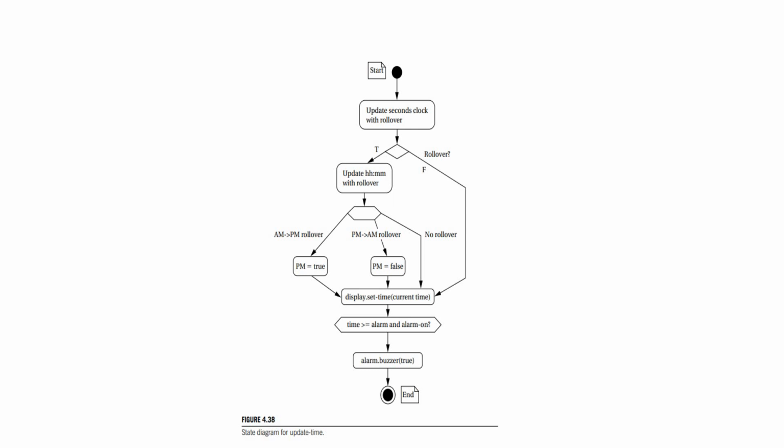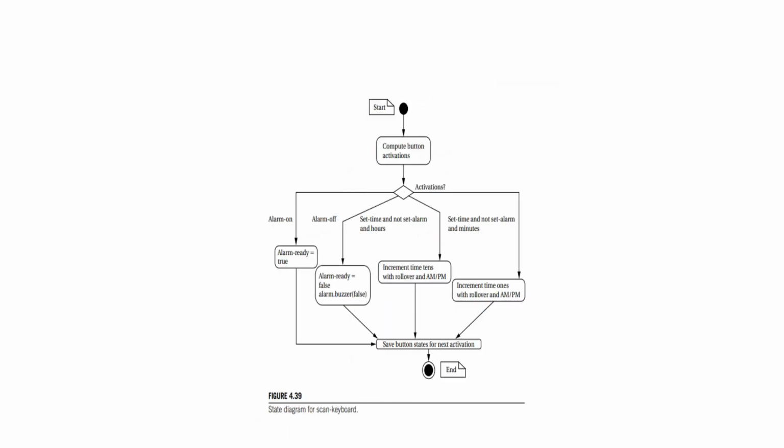So this is a state diagram of updating the timer. Update the seconds in the clock with rollover. Update the hour with rollover. If it is AM, then PM is true as AM rolls over. Whether PM is false or true, if PM is true, display set time, current time. If current time is greater than or equal to alarm on time, switch on the alarm buzzer.